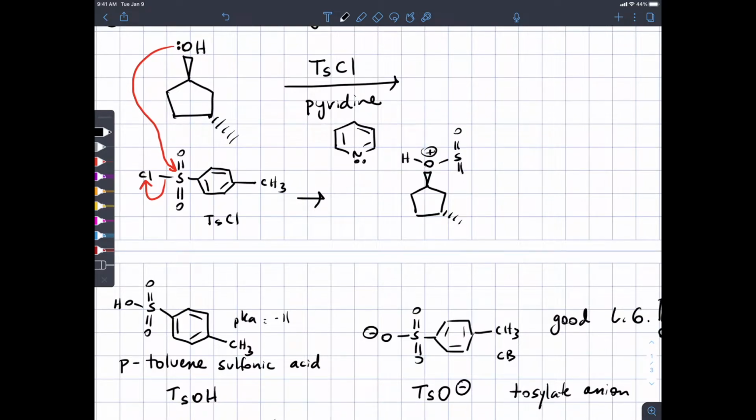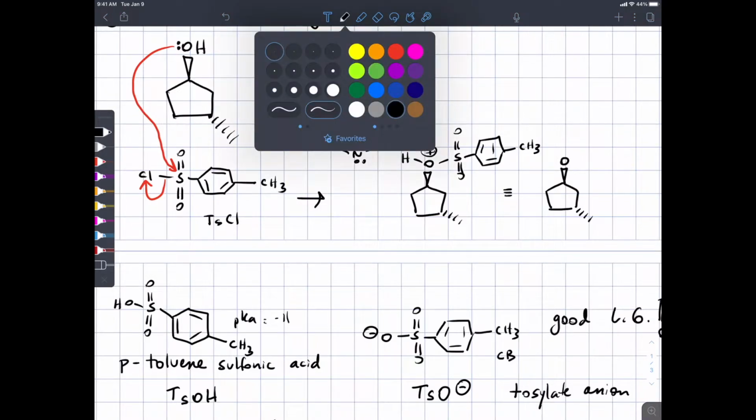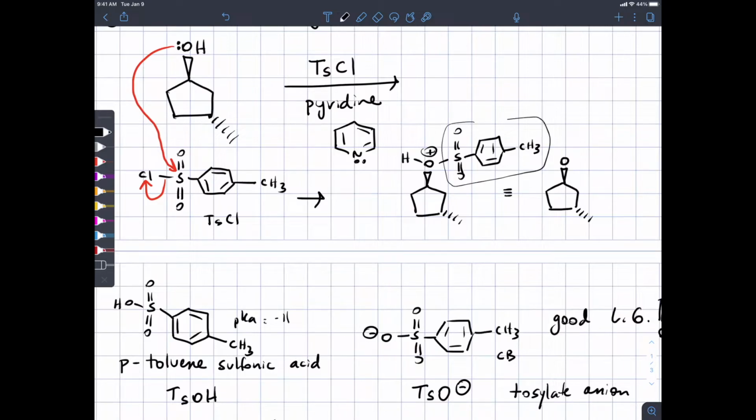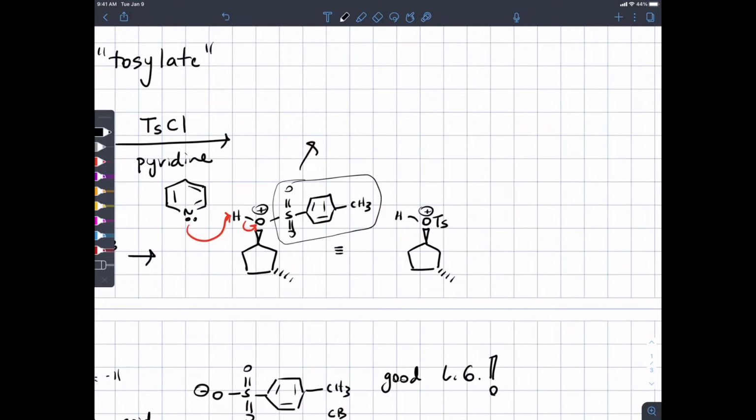And I'm going to draw the structure of the intermediate here, but I'm also going to say at this point that we can abbreviate all of this as T little s. Okay, and so now we're going to have a base. Likely the base is here. The first thing that happens, the fastest thing that happens, is we remove that proton, and that will get us to the following product.